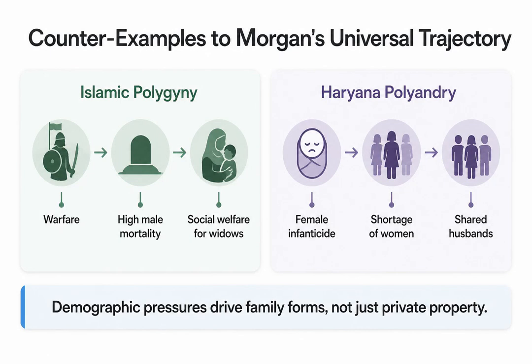To illustrate Fortes' point that different material and demographic conditions produce different family forms, consider two examples. First, Islamic polygyny. In a historical context of intense warfare and high male mortality, polygyny served a social welfare function, ensuring widows and orphans were provided for. Second, consider polyandry in certain villages of Haryana. Due to female infanticide, there is a severe shortage of women, leading to informal arrangements where brothers share a single wife. In both cases, the driving force is demographics, a shortage of men or a shortage of women, not the accumulation of private property that Morgan emphasized. There is no single universal trajectory.